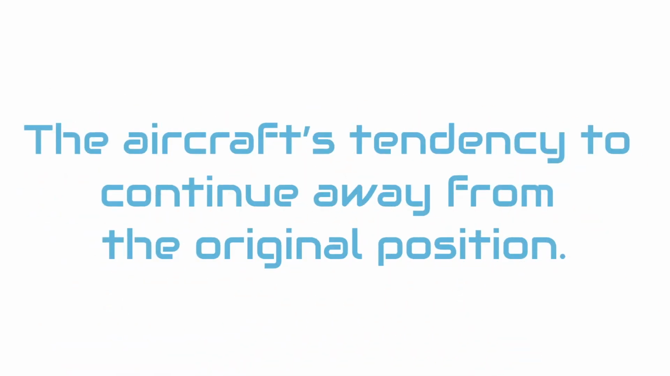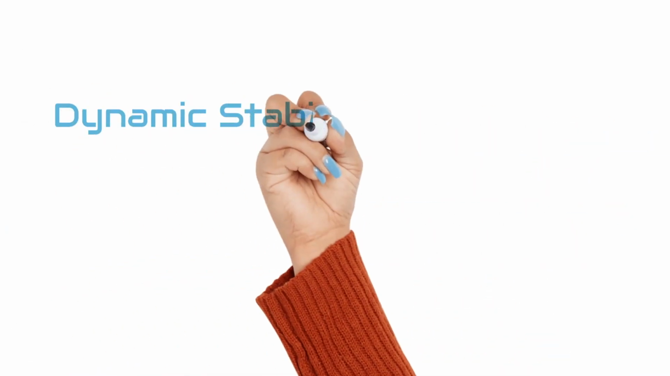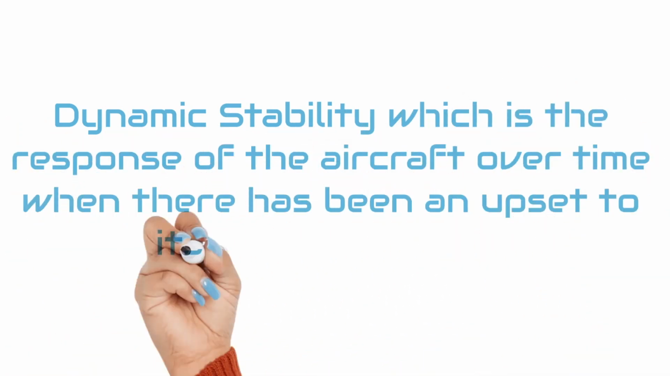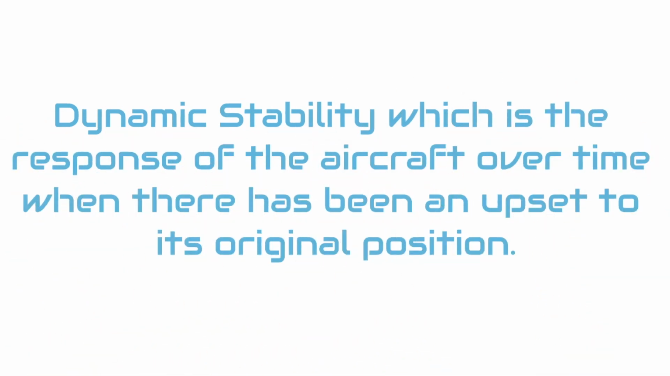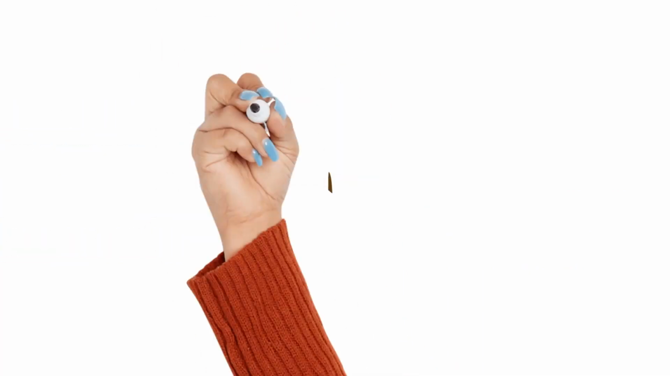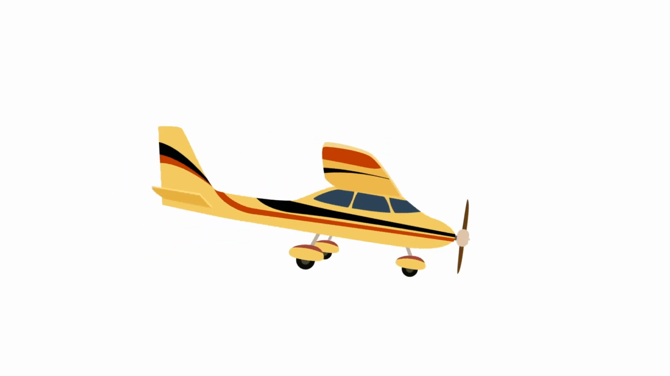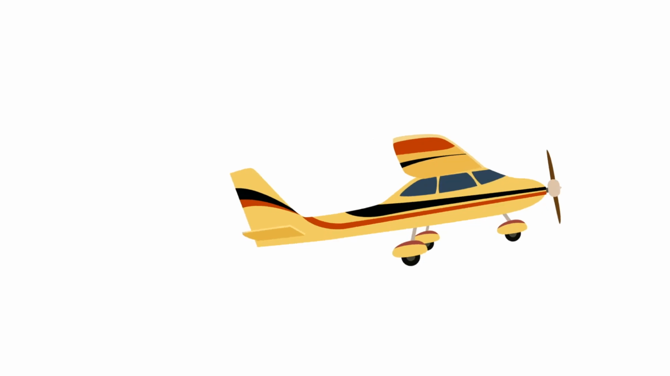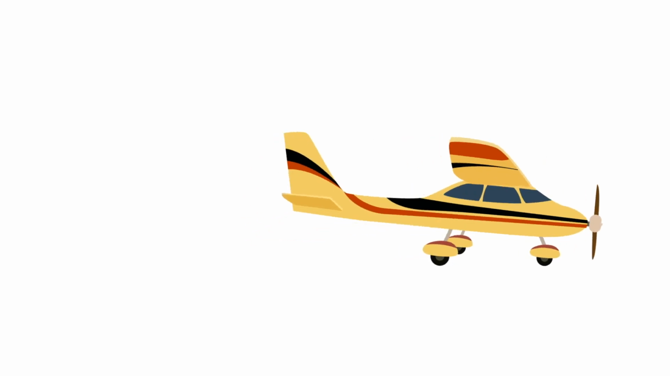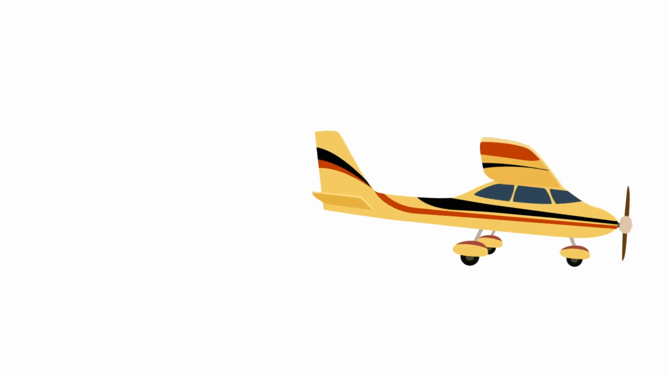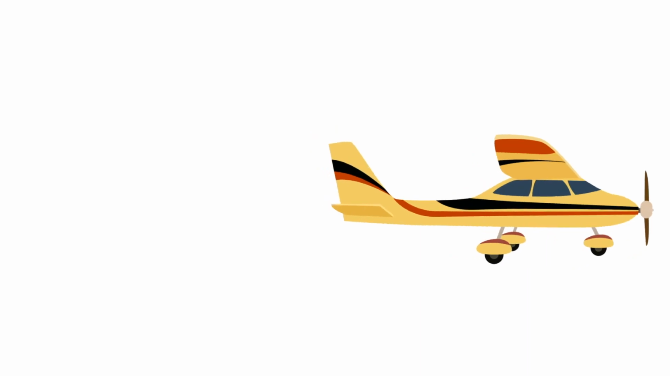Now let's talk about dynamic stability, which is the response of the aircraft over time when there has been an upset to its original position. If our airplane is set up for level flight and we pull back on the control yoke, when we release it, the nose will promptly begin to lower. The degree of nose down pitch will depend on the initial control input. Eventually, the nose will gradually rise again, but not as much as the initial input. After a while, the pitching motion will cease, and the airplane will return to its original position.